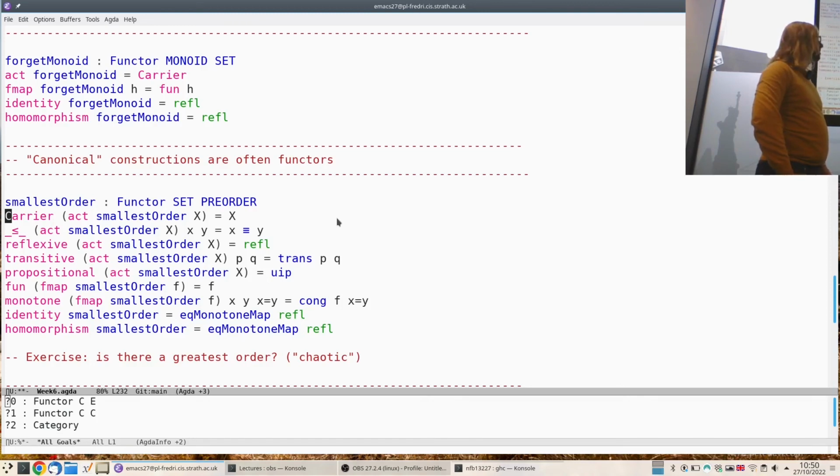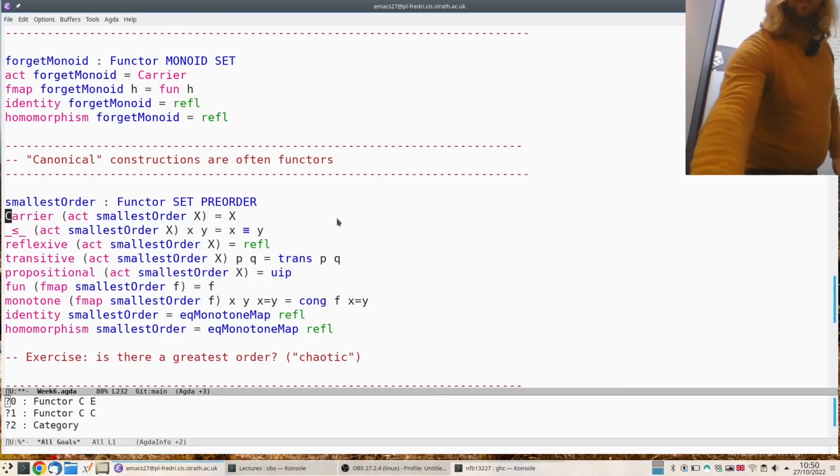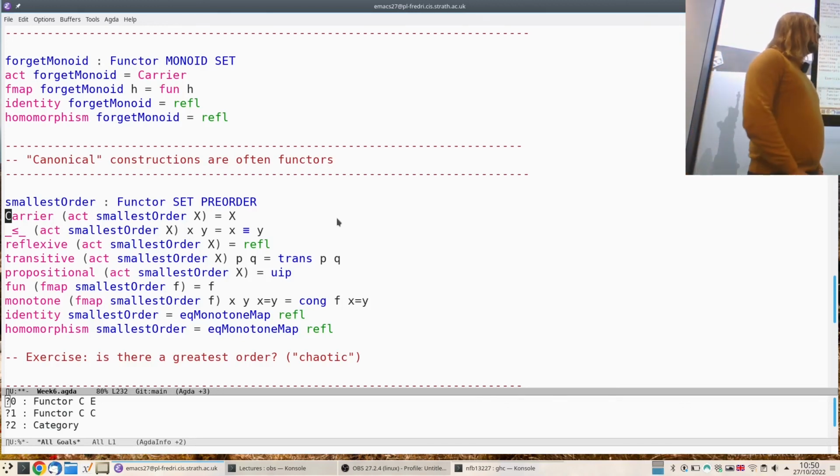And once again, we said a pre-order is a category with boring morphisms. So it's reasonable to ask, if you've got two categories that come from pre-orders, what's a functor between them? And guess what? The obligations to deliver a functor will turn out to be exactly that you deliver a monotone map.